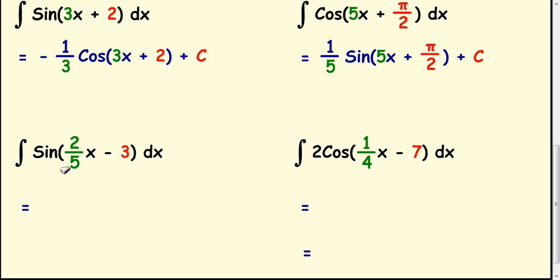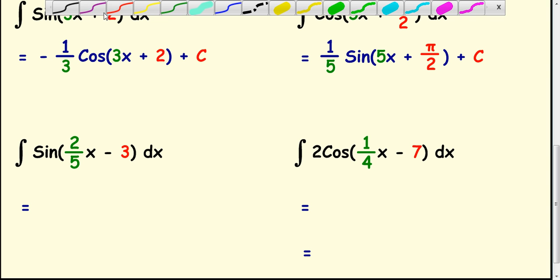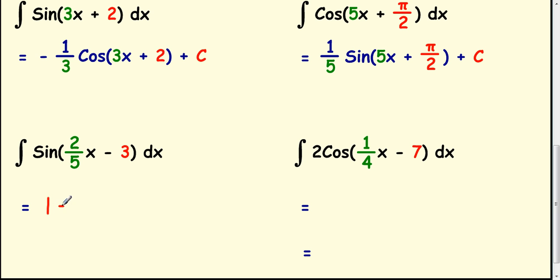Moving down here, when we integrate sine again, you get negative cos. When we divide by the derivative of the bracket this time, we're dividing by 2/5. When you have something like that, 1 divided by 2/5, it's easier to see it like this. The way to deal with that is to flip the fraction over and multiply. So you're eventually going to multiply by 5 over 2. So we've got negative 5 over 2 cos, and then the bracket plus c.